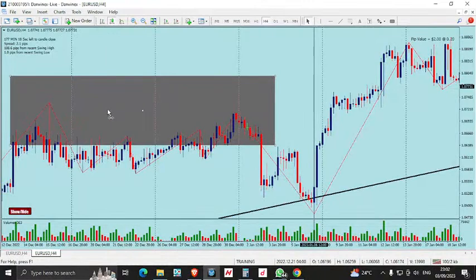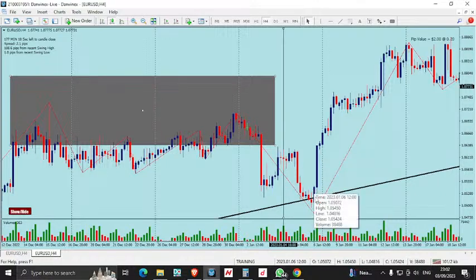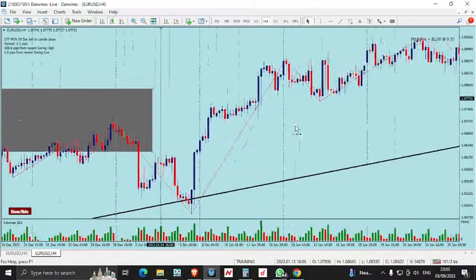Very bullish candle. So here is our opportunity to make money again. We enter here, put our stop loss here, and the market this time around broke the recent high. It continued.